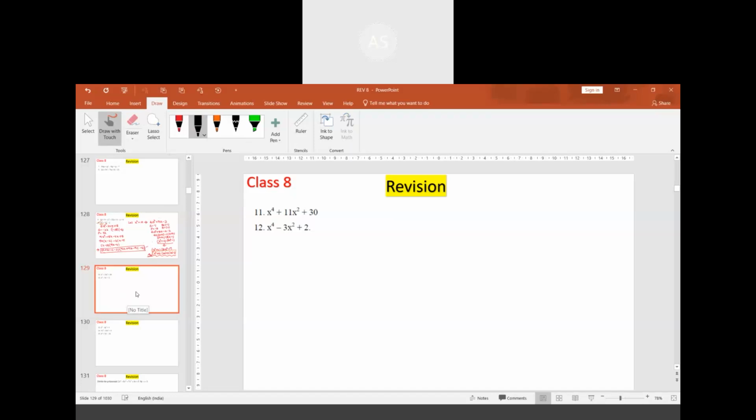Sir, x square plus 6a multiplied to x square plus 5a. So count the power: 2 plus 2 is 4, sir. So isn't it easy? Not difficult, no? Yes, sir. These questions are also of the same type.